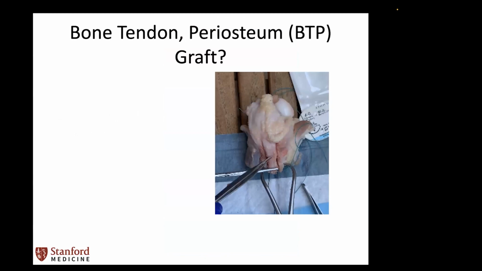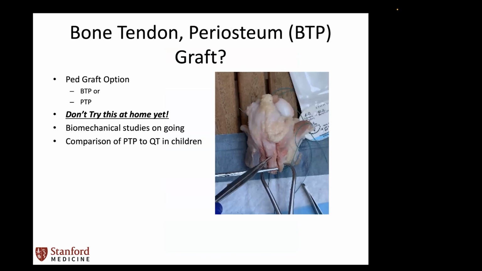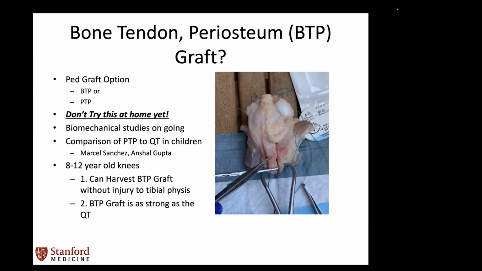What we still don't know is the biomechanics. Is this potentially a graft option for children? I'm not advocating that we try this at home yet. I haven't done this in a human yet. I've done it in cadavers, and we've got some biomechanical studies comparing this graft to the quadriceps tendon graft. Marcel and Anshel have shown that in 8 to 12-year-old knees, you can harvest this graft without damaging the physis, which is good news, and this graft is just as strong as a quadriceps tendon.